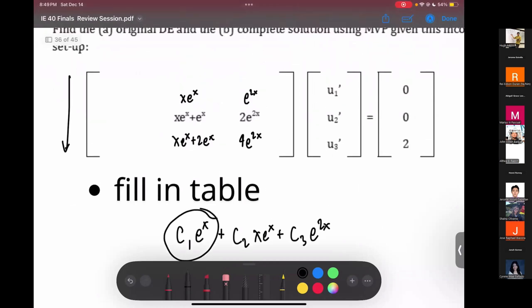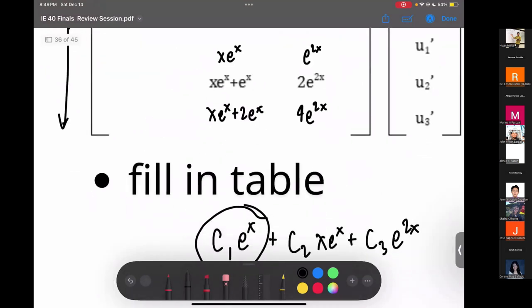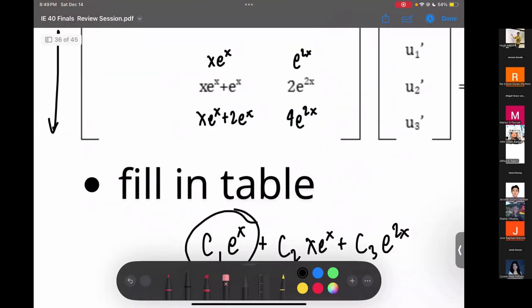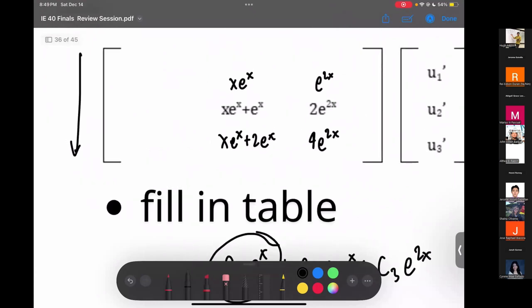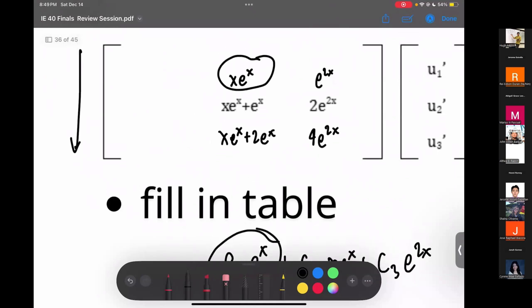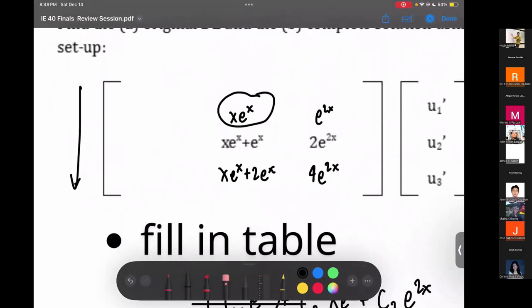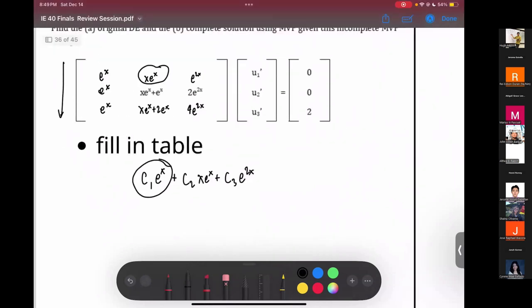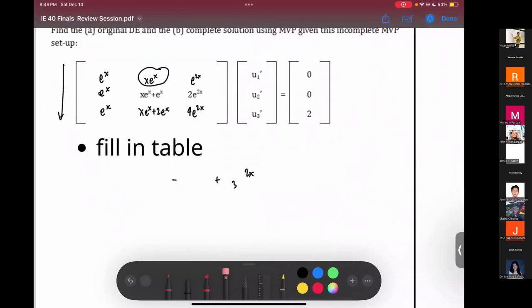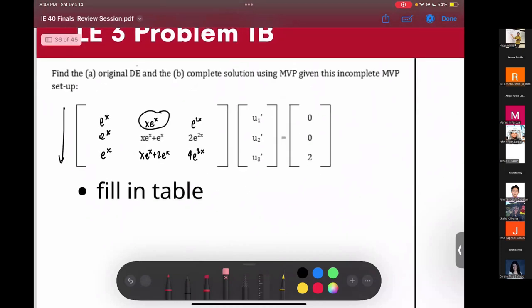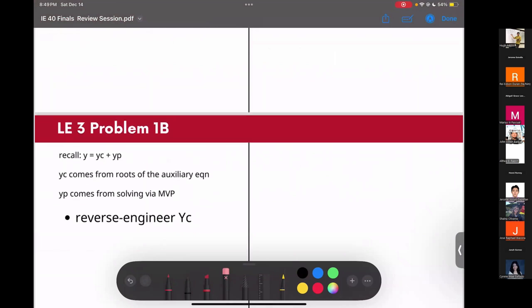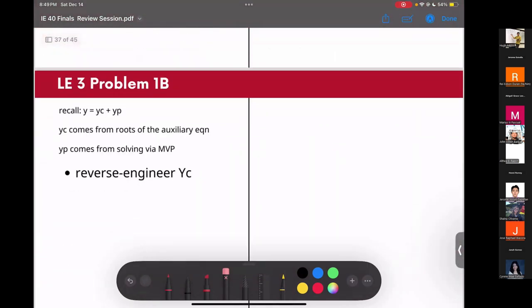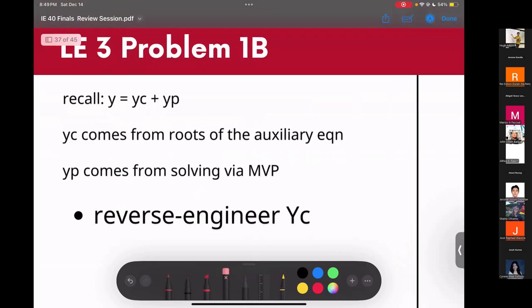because that's the only way you will have x e to the x, which must imply that a repetition happened. Because that's the only way you'll get x e to the x as a starting number here at the top. So that suggests that this whole column is just e to the x. So now that we've figured that out, what we want to do is reverse engineer yc, which is what we've kind of already done, right?